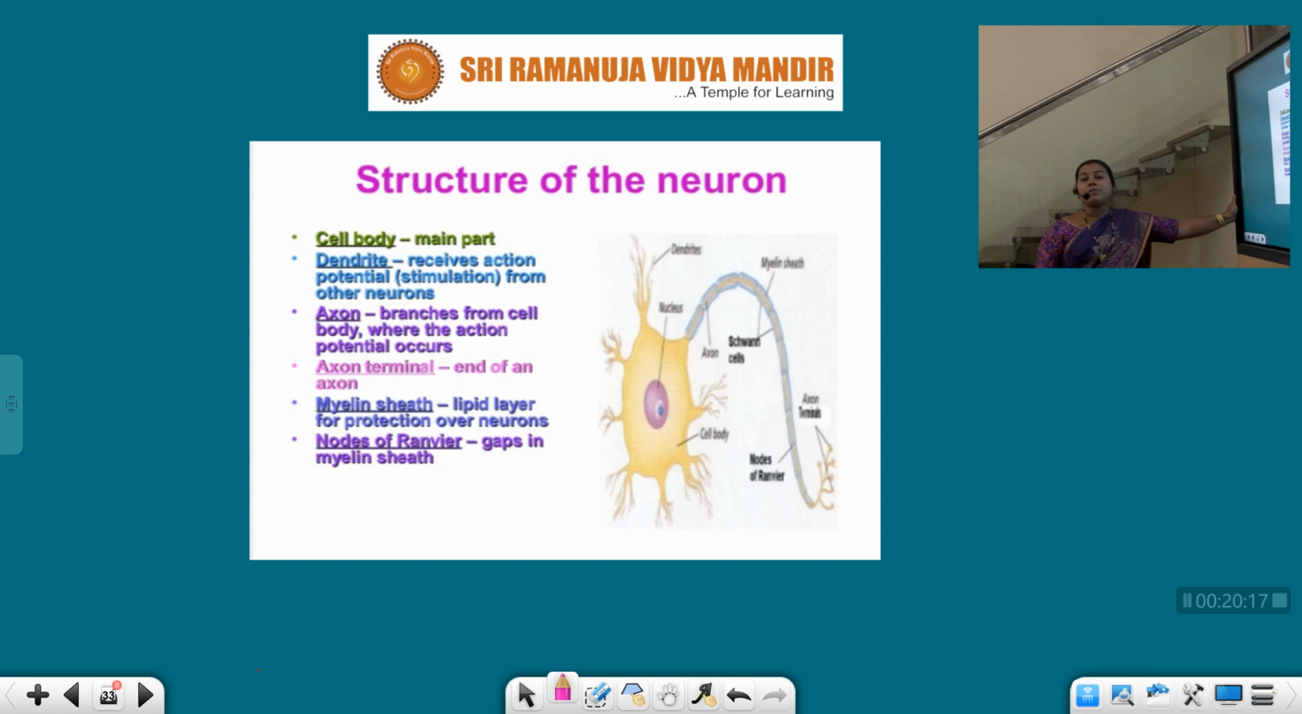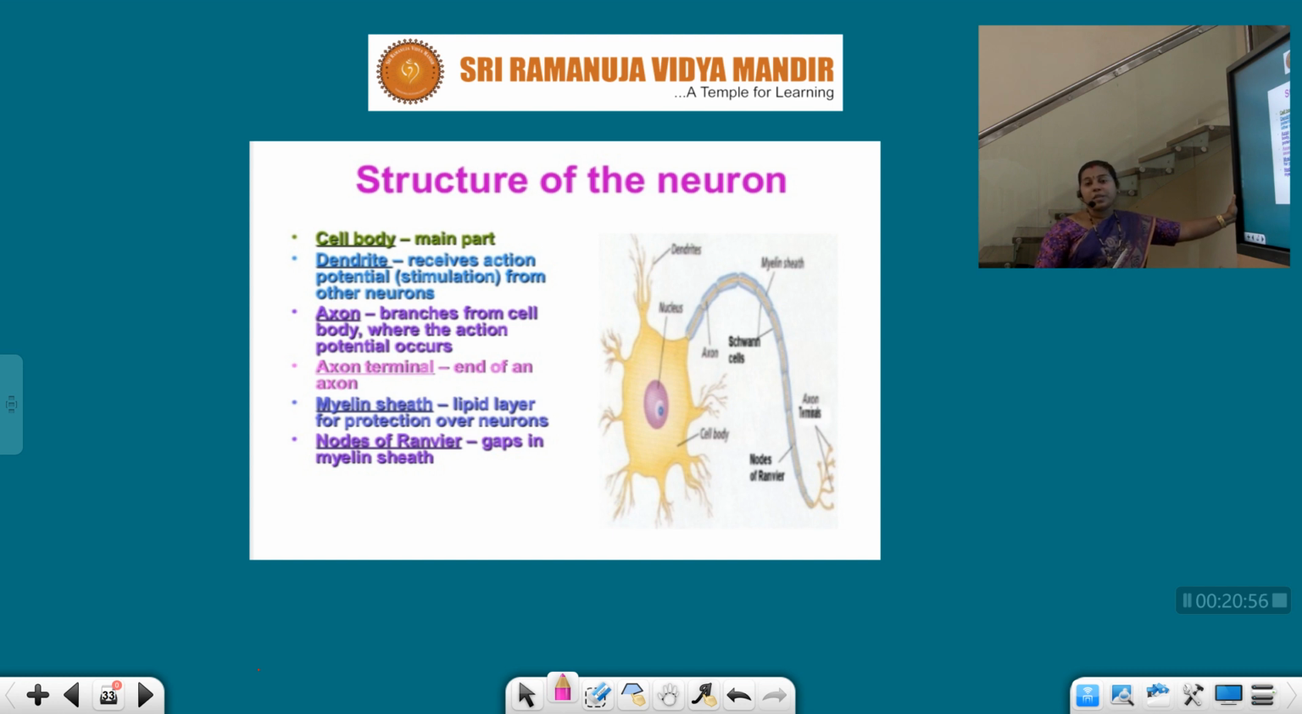See children, we have some crores of neurons in our body. So there is always carrying of the nerve impulse from one cell to another cell by means of these dendrites. The other important part is the axon. It branches from the cell body, where action potential occurs. Only a single long branch arises from the cell body. Here action potential occurs. Axon terminal is the end of an axon. Myelin sheath is a lipid layer. It protects the neurons.